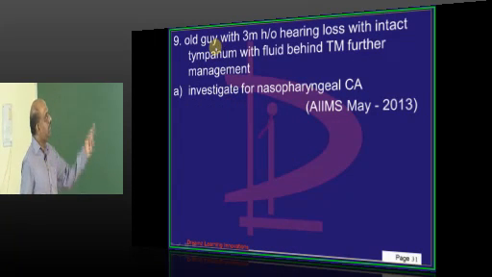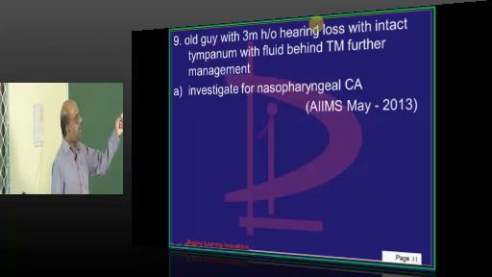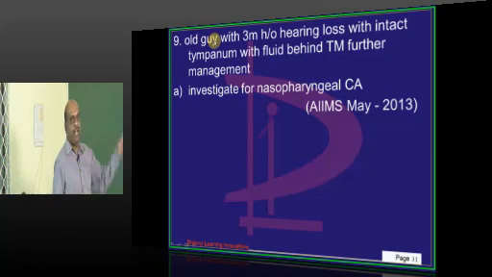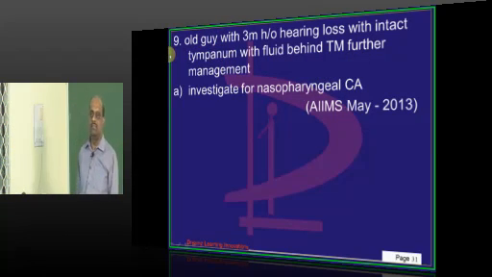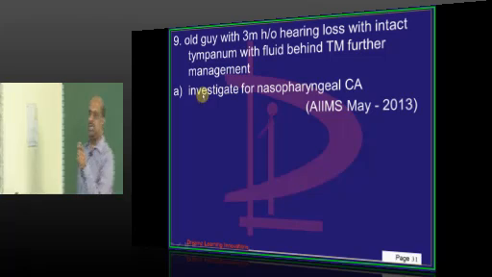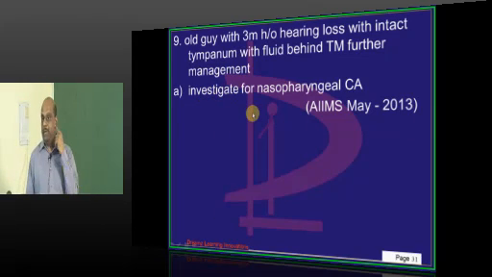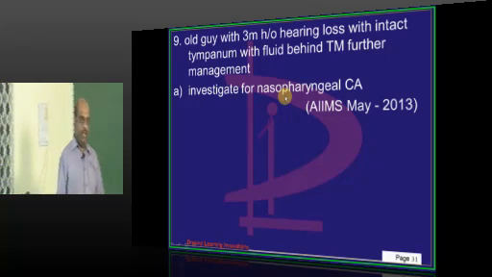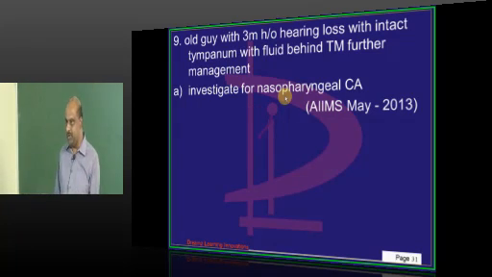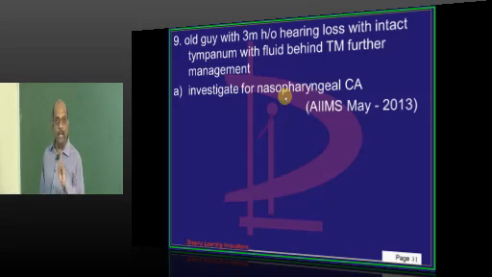Now doctor, 3-month history of hearing loss but intact tympanum with fluid behind the tympanic membrane, old guy. Always you should think of nasopharyngeal carcinoma and you need to evaluate. It presents like a serous otitis media in an elderly person. Generally in a child, if you find non-suppurative serous otitis media, it is okay. Elderly person means you should think of nasopharyngeal carcinoma.